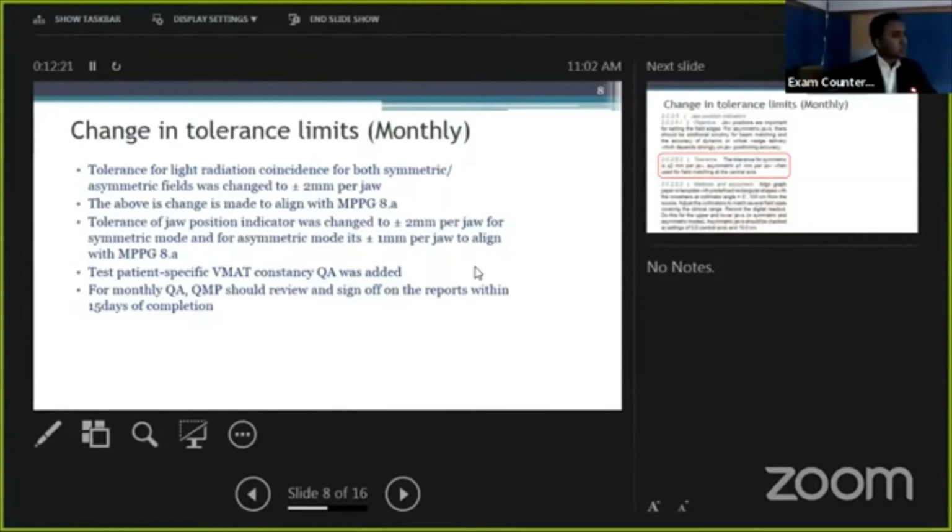Okay, for monthly QA, the QMP should review and sign off on the reports within 15 days of completion. That is, when the QA is performed, within 15 days the physicist needs to review it and sign off on them, so that if there are any changes or actions to be taken, they are done as soon as possible.